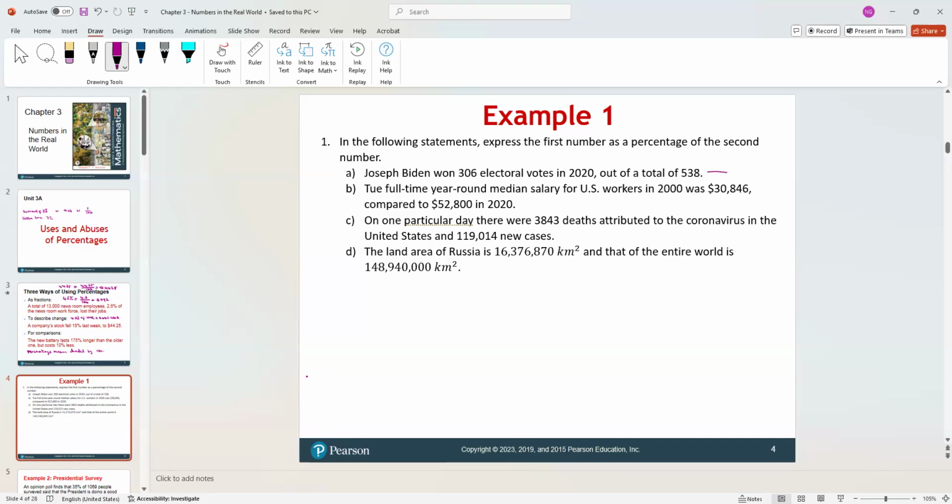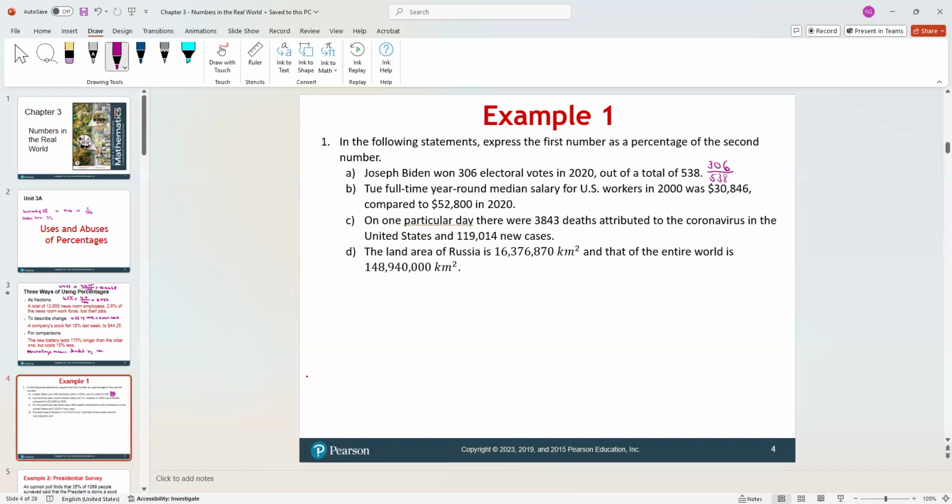The total is always the one that goes in the denominator. So that means we need to do 538, but he won 306. Out of means division, right? Joe Biden won 306 electoral votes out of 538. Disregard 2020, you can put it at the front. In 2020, Joe Biden won 306 electoral votes out of 538.